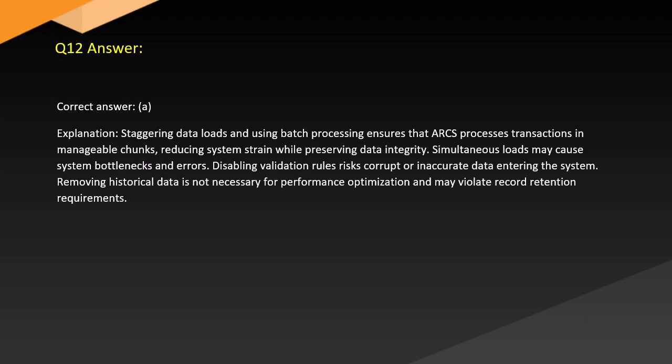Answer. Correct answer: A. Explanation. Staggering data loads and using batch processing ensures that ARCS processes transactions in manageable chunks, reducing system strain while preserving data integrity. Simultaneous loads may cause system bottlenecks and errors. Disabling validation rules risks corrupt or inaccurate data entering the system. Removing historical data is not necessary for performance optimization and may violate record requirements.